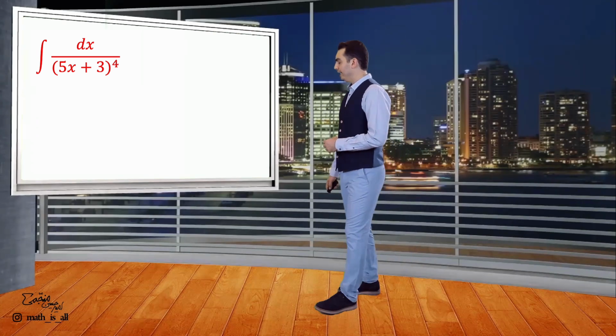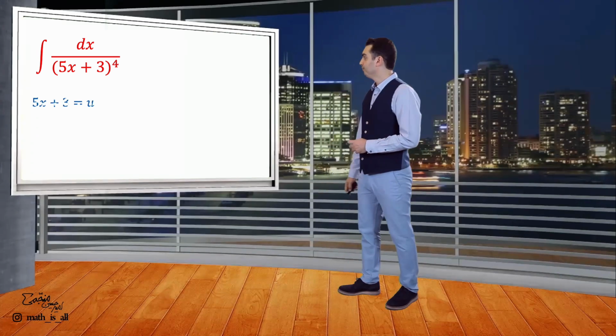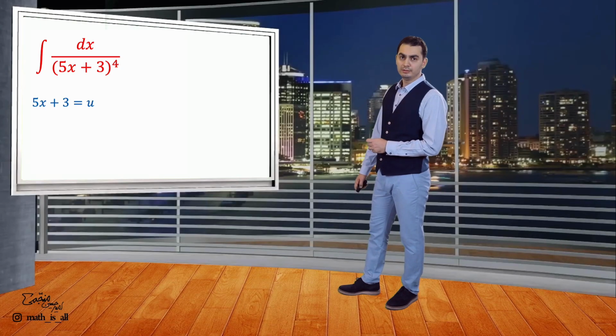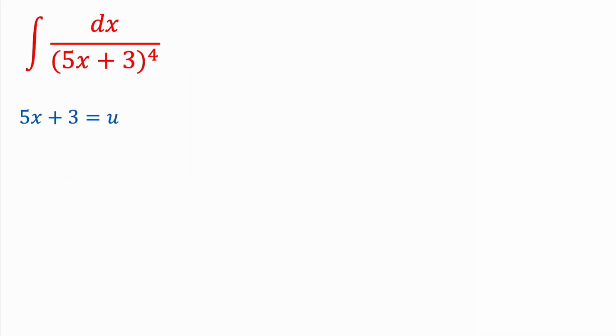U is supposed to be the entire expression that is under the power. If you set 5x plus 3 equal to u, then tell me the next step. We take the differential, so 5dx is equal to du. We put a 5 inside and its reciprocal 1/5 outside.